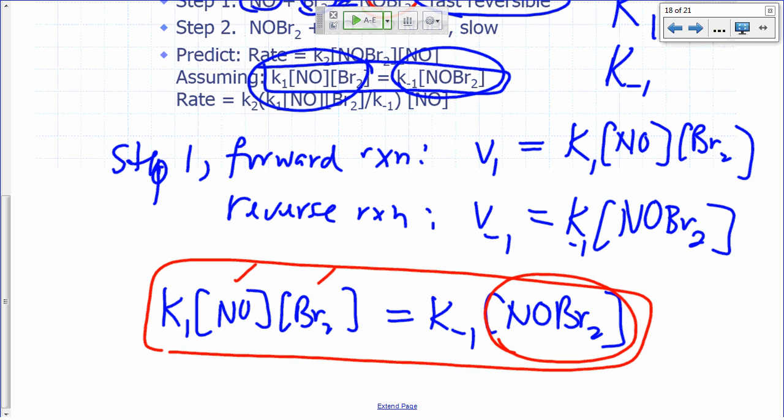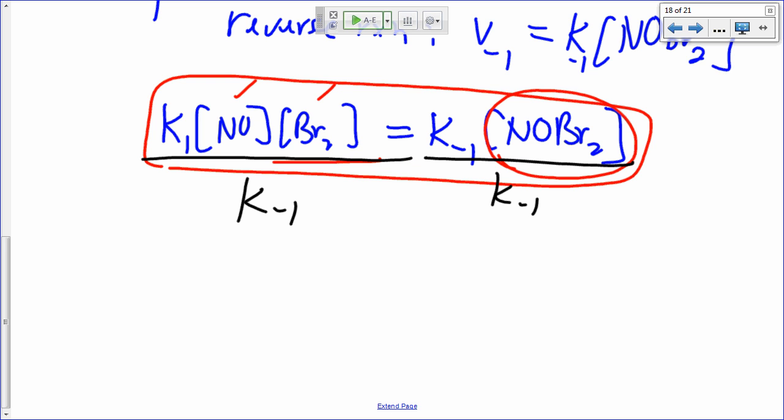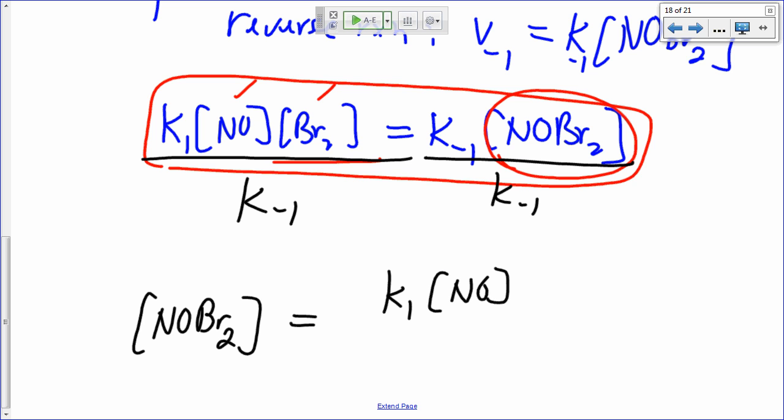Divide both sides by K sub negative 1, right? So I can say the concentration of NOBr2 is equal to K1 times NO times Br2 over K sub negative 1. Okay? So I have an expression for NOBr2.